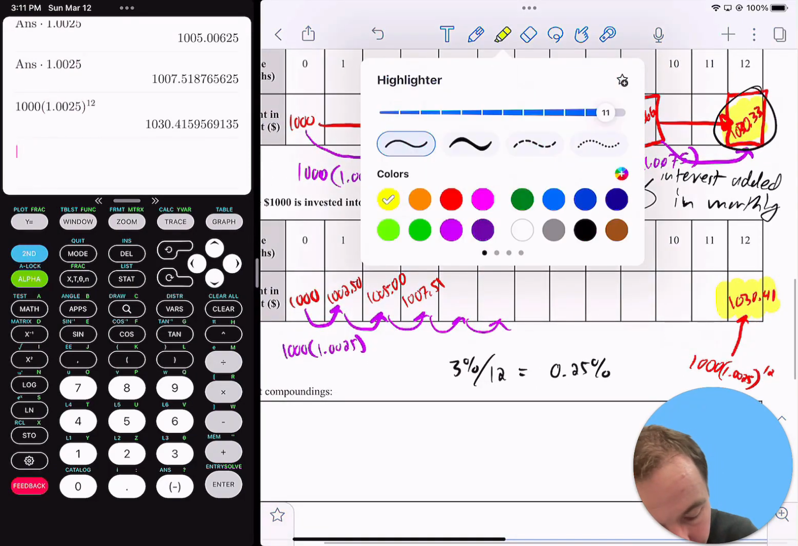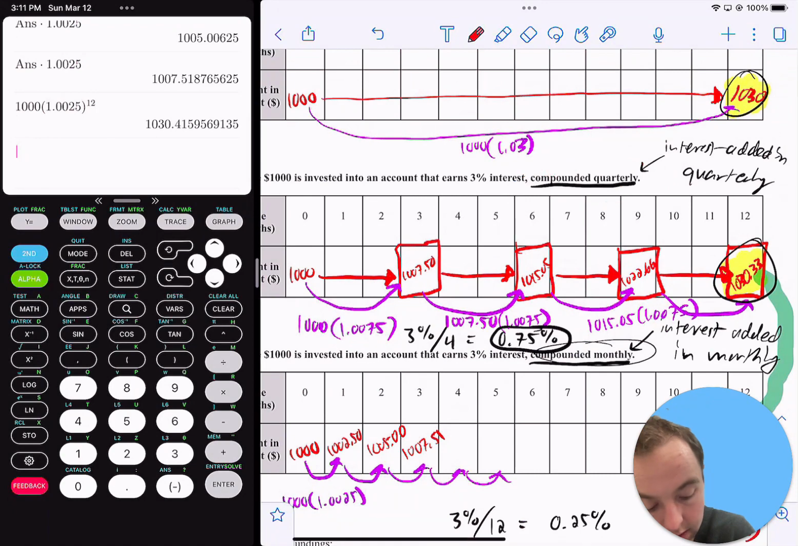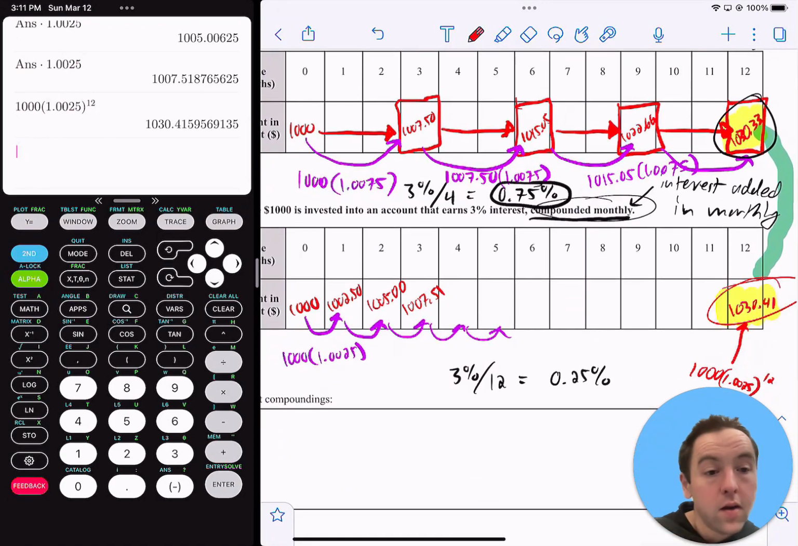So if you compare the $1,030.33 when it was compounded quarterly and the $1,030.41 when it was compounded monthly, there again you can see that when it compounded more frequently, 12 times per year versus 4 times per year, compounding more frequently resulted in a higher ending balance in that same amount of time.